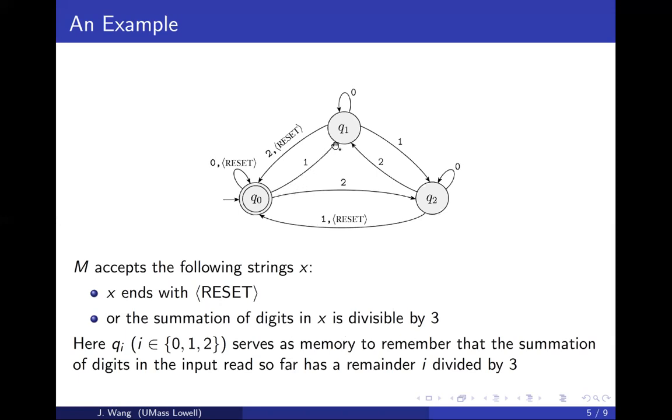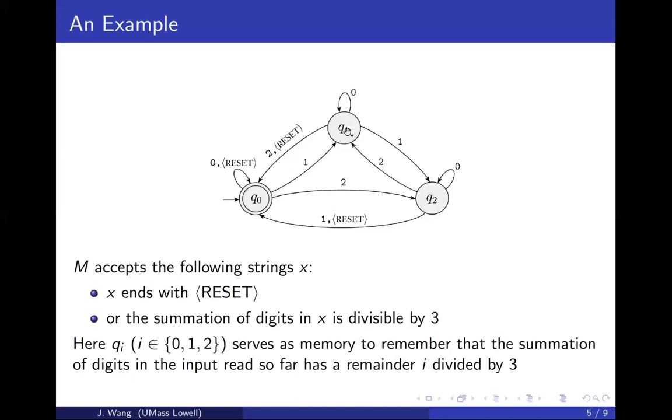Okay, so now let's look at this one more time. Let's say your input is 1, and the next one is 1. 1 plus 1 is 2, so you are in Q2. If the next symbol is 0, you remain in Q2. If the next one is 1, then you accept it. So as you can see, we use this state to memorize the outcomes of summation, and then you divide by 3 to see what the remainder is.